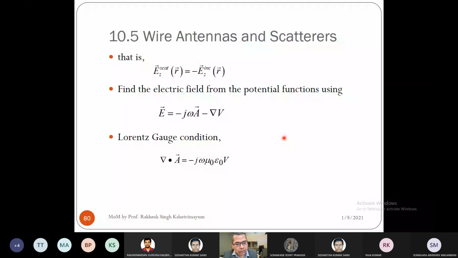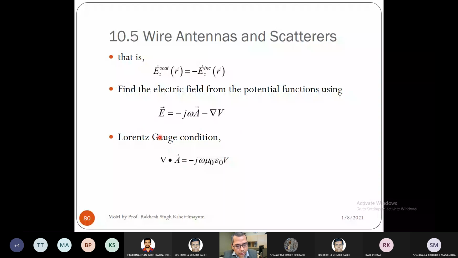So you will have to go back to your electromagnetic field theory. If I have electrodynamic fields, how do I find electric fields? In electrostatics, I find the electric field as the negative gradient of the electric potential. But if you have electrodynamic fields, you will have one extra term here, minus dA by dt. And if you have time harmonic fields, you can replace d by dt with j omega. So you can find this scattered electric field as minus j omega times the magnetic vector potential, minus the gradient of the electric potential. You apply the Lorentz gauge condition.